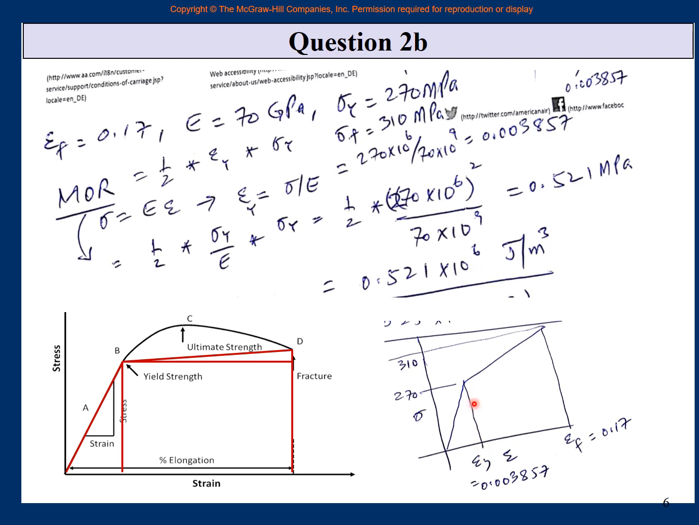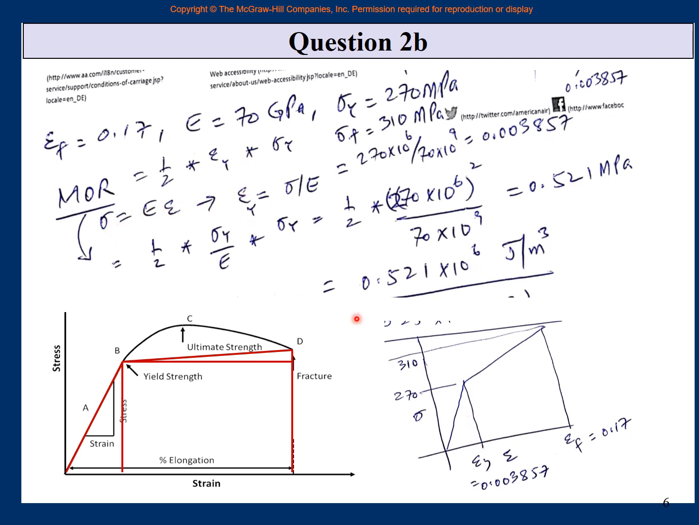So I am just giving here all the data that was given. The fracture strain was given, the modulus of elasticity was given, the yield point was given, the fracture stress was given. These things are given. Now for modulus of resilience, it is half epsilon_y into sigma_y, where epsilon_y is the strain at this point.